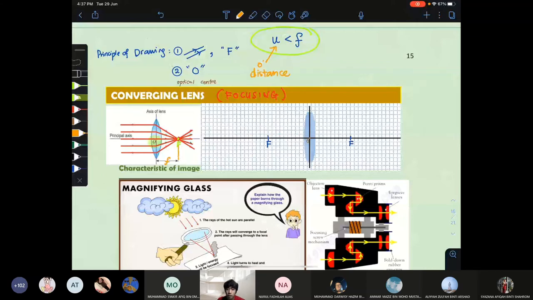Object distance. Object. Yes. So, this symbol, you know this symbol, less than, so what is F? This is a length. Length of what? Focal length. So, this is your focal length. Therefore, that means U is anywhere in between O and F. That is what it means. Okay, so let's say your object is here. So this is your object.